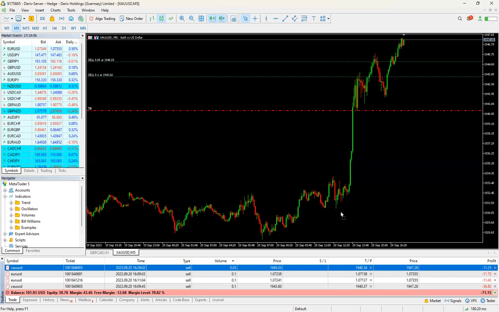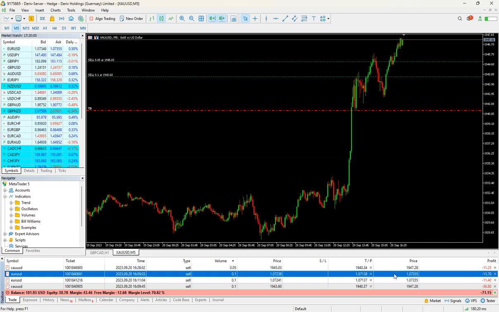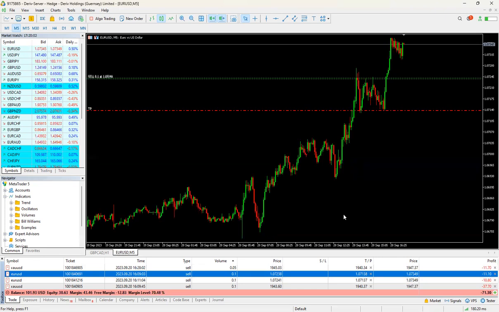Let's look at Euro and see what Euro is also doing. Where is Euro? This is Euro. Okay, so this is EUR/USD, also on 5 minutes. It's also pulling back a bit. We are here to see what happens.